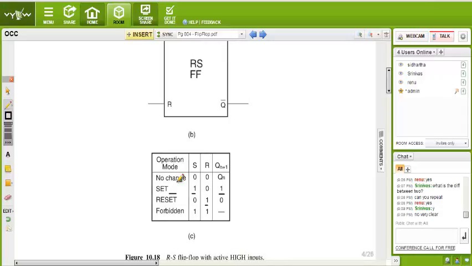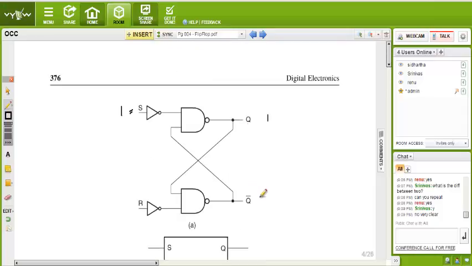We always go for active high input. We are not concerned with active low. Forget about that. Whatever I taught, forget about that. See here. Now when S and R are both 0, then your output has no change. Check with that. 0 here and 0 here.